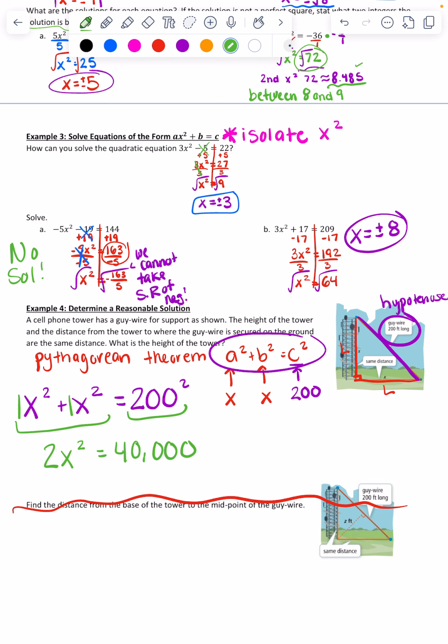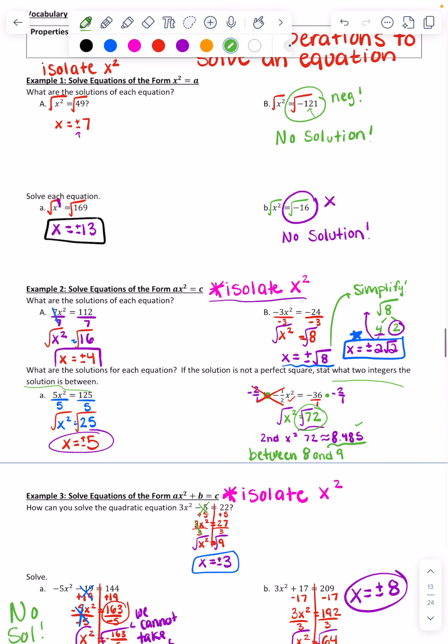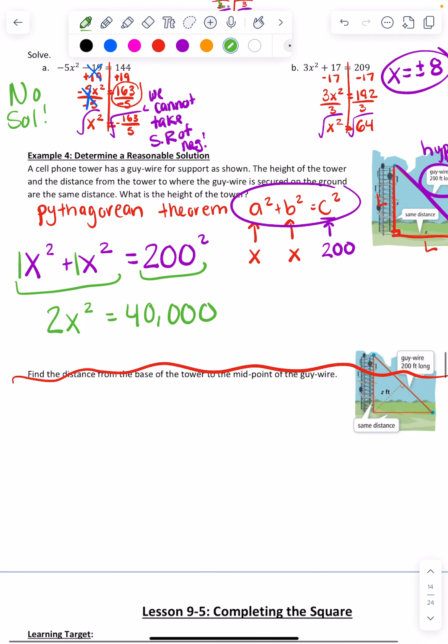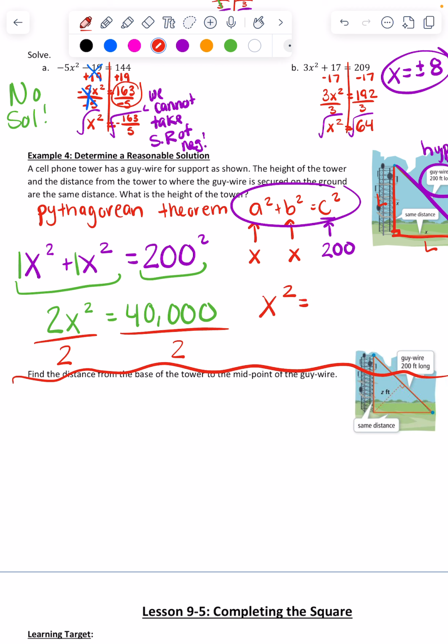All right, we are looking at a problem very similar to what we did in example 2. If we're going to find x, we first have to isolate x squared, and in order to do that, we have to divide out that 2. When we do that, x squared is left alone on the left-hand side, which is exactly what we want. And 40,000 divided by 2 gives us 20,000.